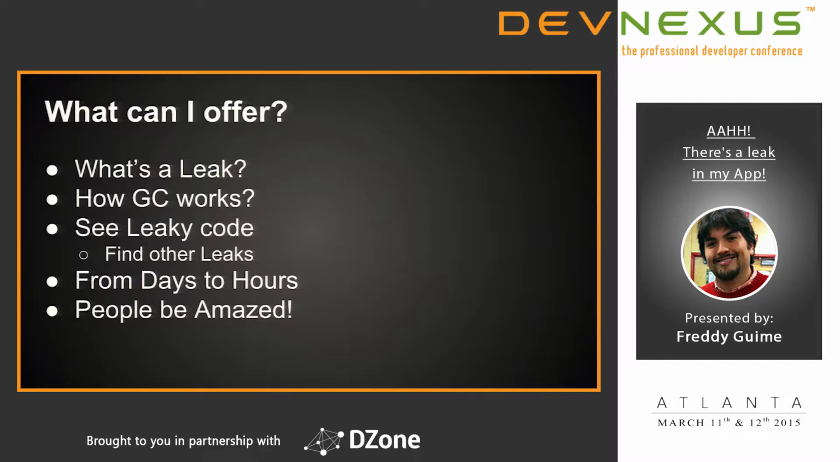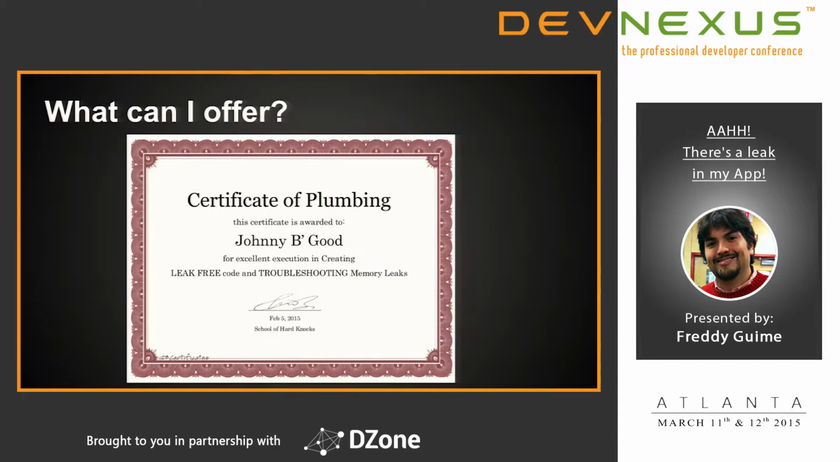So today, we're going to talk about what a leak is. We're going to talk about how GC actually works, and how that affects the way you write your code. We're going to figure out how to see leaky code, and if you ever have a production problem and you have to find that memory leak, it won't take you days, it will be hours, and people will be amazed. In short, I want everyone today to get a certificate of fixing. We're going to fix any leaks that we find, and that's my goal for today. We're going to do it together. We're going to get our certificate from the School of Hard Knocks.